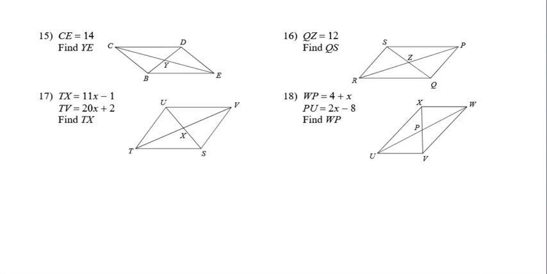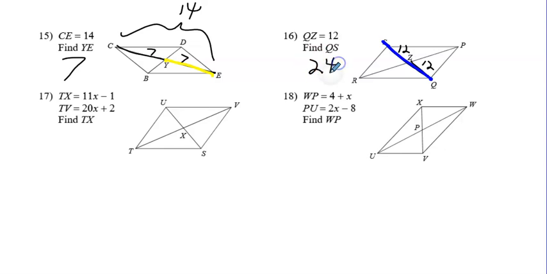Okay, CE is 14. CE is this entire piece, 14, which means these two pieces are 7. Again, I label it before I even look at what it's asking for. It's asking for YE, which is just this piece here, 7. QZ is 12. That's this piece, 12, which makes this piece 12. What's it asking for? QS, the entire thing. So that makes QS 24.